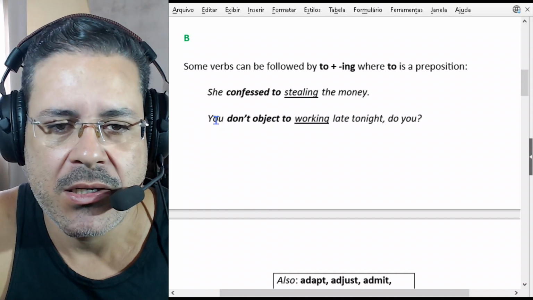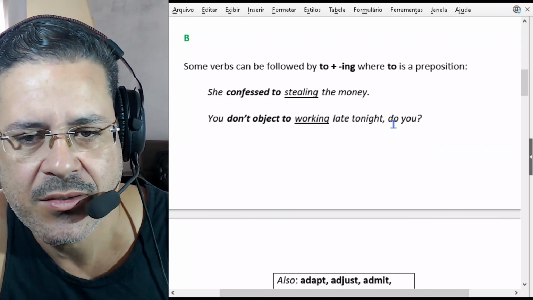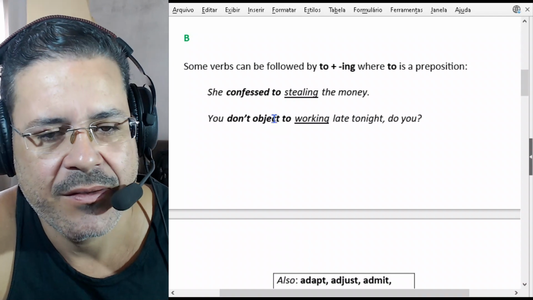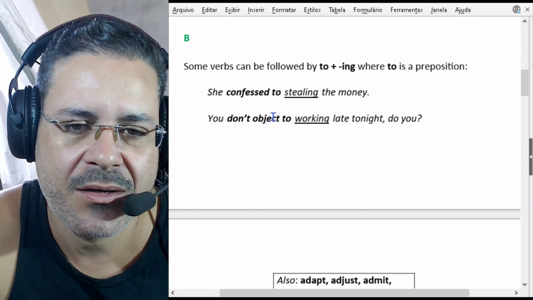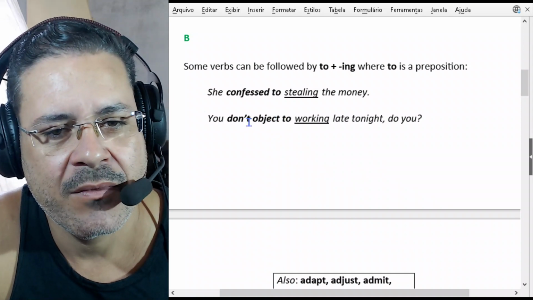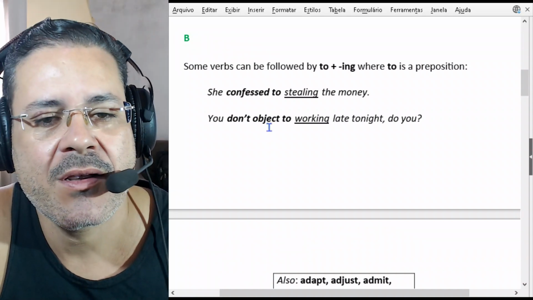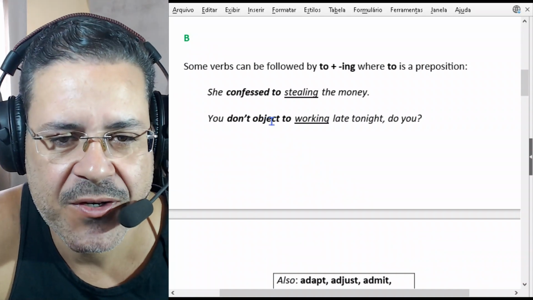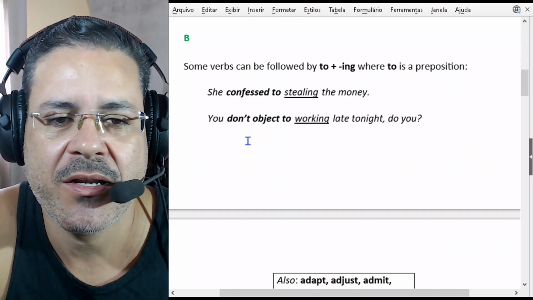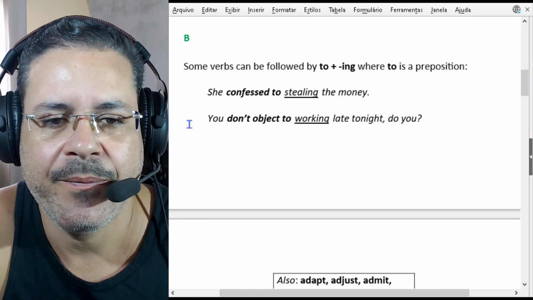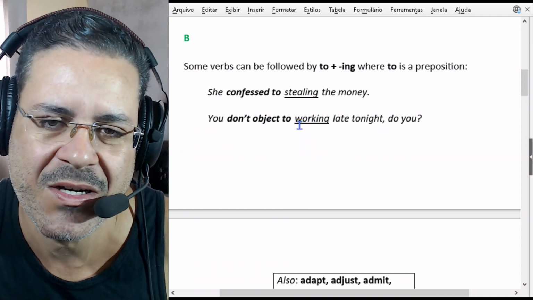Another example, you don't object to working late tonight, do you? You don't object. Usually it's not pronounced you don't object to, but object. The stress of the word object is already sufficient to identify the verb to object. So you do normally hear, you don't object to working late tonight, do you?